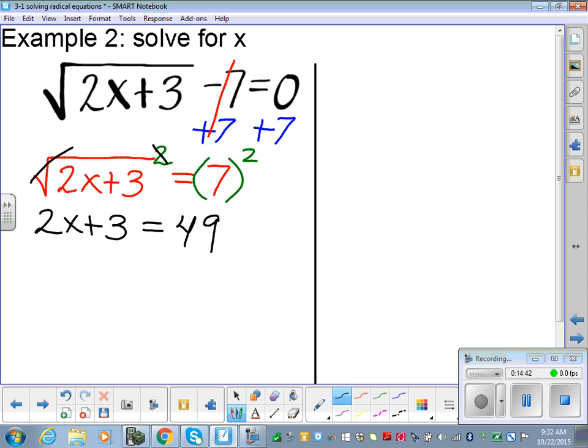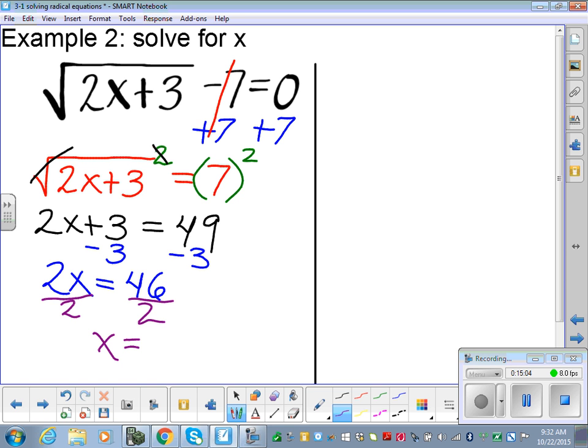Now the next step is, piece by piece, algebraically solve for x. So I'm going to subtract 3 from both sides of the equation. So I have 2x is equal to 46. And then what will I do to get x alone? Divide both sides of the equation by 2. So x is equal to 23.